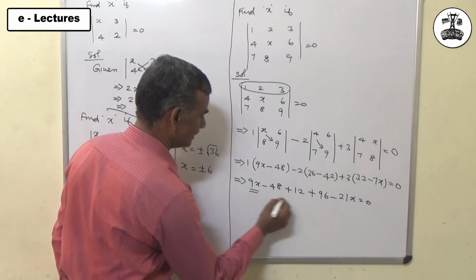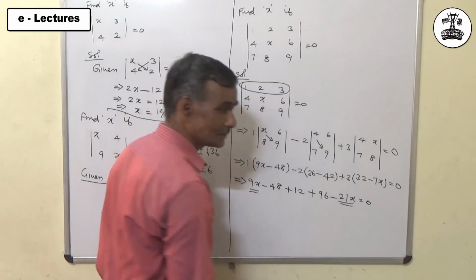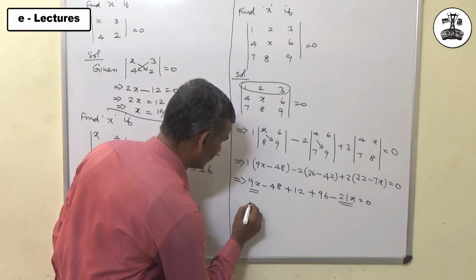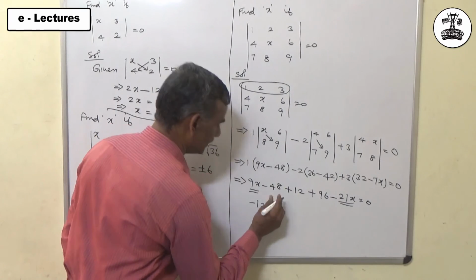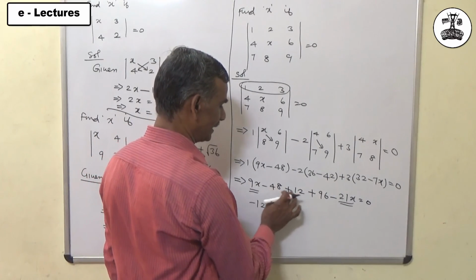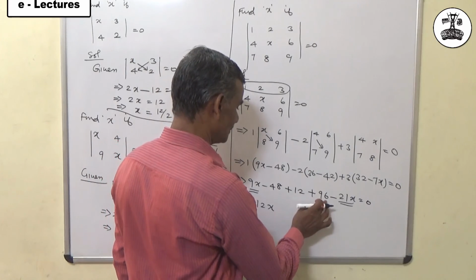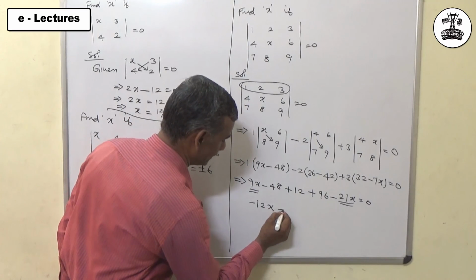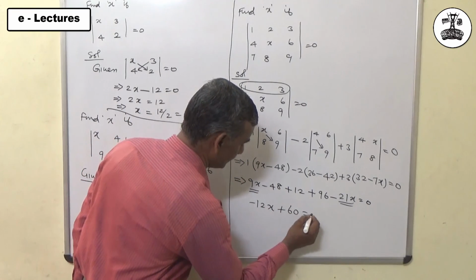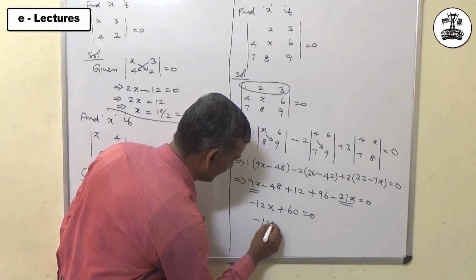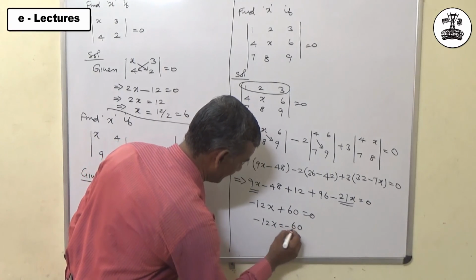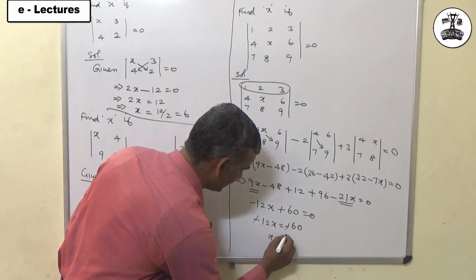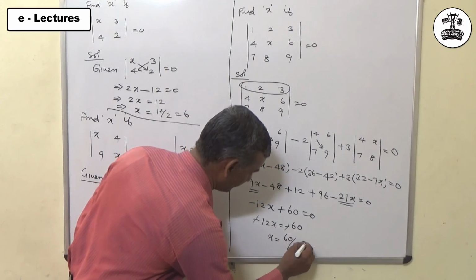So 9x and minus 21x are added. So 9 minus 21, minus 12x. Here constants: minus 48 plus 12, plus 96. So 96 plus 12 is 108, minus 48, that is 60, equals 0. So minus 12x is equal to minus 60. So cancel minus on both sides. So x is equal to 60 by 12, equal to 5.